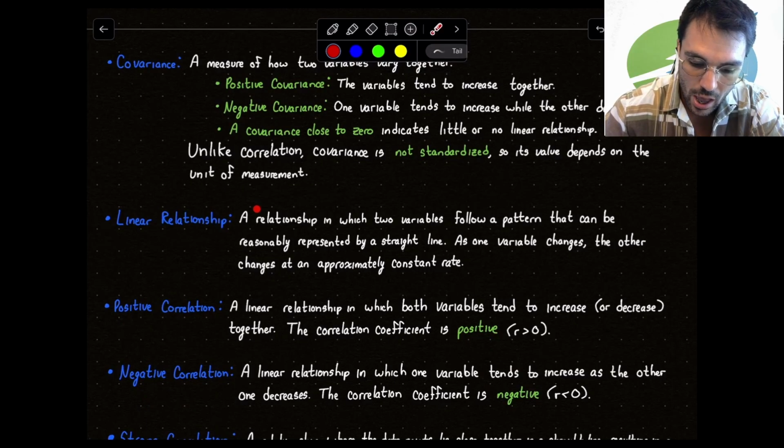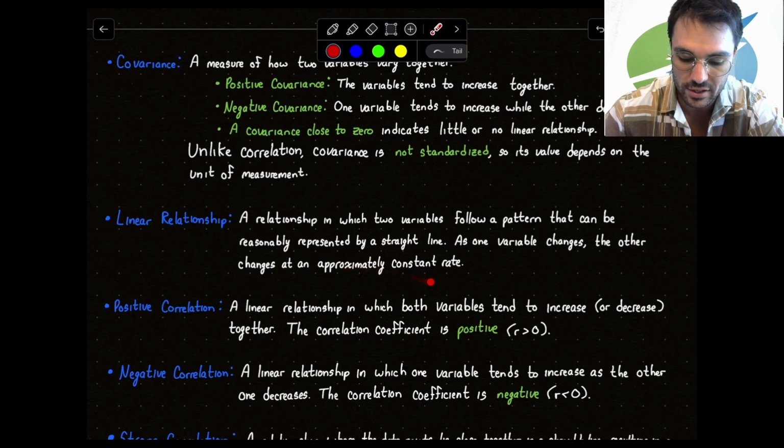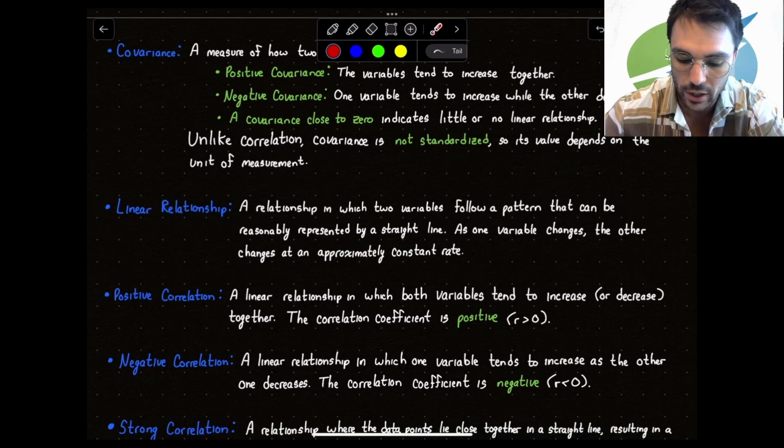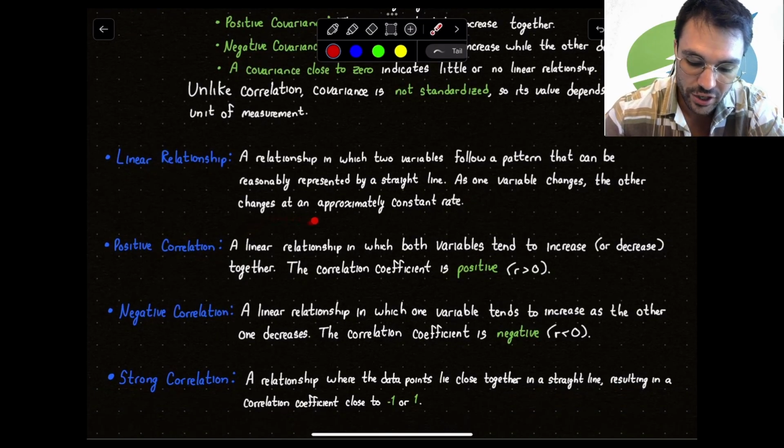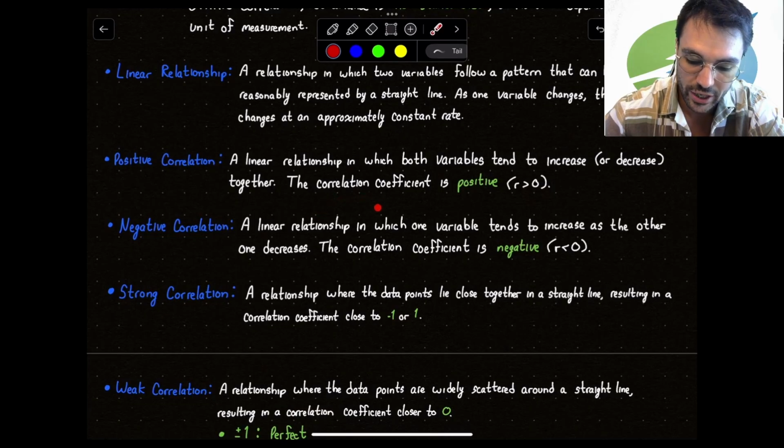Linear relationship: a relationship in which two variables follow a pattern that can be reasonably represented by a straight line. As one variable changes, the other changes at an approximately constant rate. This constant rate part is important for the linear parts. That means it makes a straight line. Positive correlation: a linear relationship in which both variables tend to increase or decrease together. The correlation coefficient is positive, meaning R is greater than 0. Negative correlation: a linear relationship in which one variable tends to increase as the other one decreases. The correlation coefficient is negative, R is less than 0.